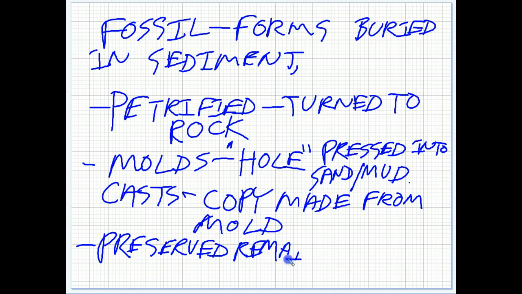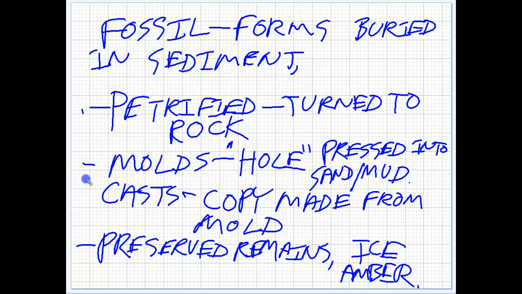So we find sometimes pygmy horse and mammoth and things like that, and even ancient humans frozen in the ice. And occasionally we find insects, and maybe we'll even find a small creature trapped in amber. And sometimes we find fairly well preserved remains in the tar pits. So those are our three types of fossils: petrified, molds and casts, and preserved remains.